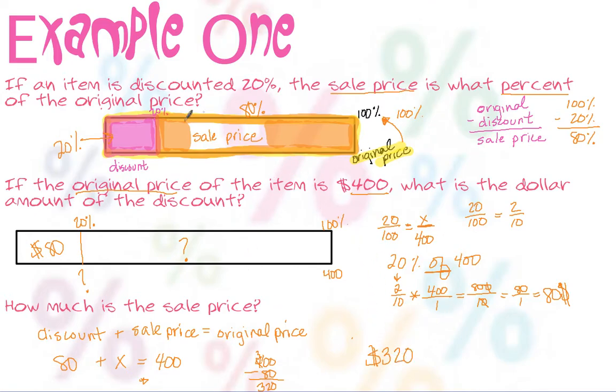Notice all of these pieces work together. So the original price is the whole thing. It's the whole picture. And then when you find the discount, you're just finding a part of that picture. After you find a part of that picture, you're able to find the rest of it using subtraction. So that 20% in this case represented $80, and that 80% represented $320. And when I put all that together, I got $400, which was the original price.